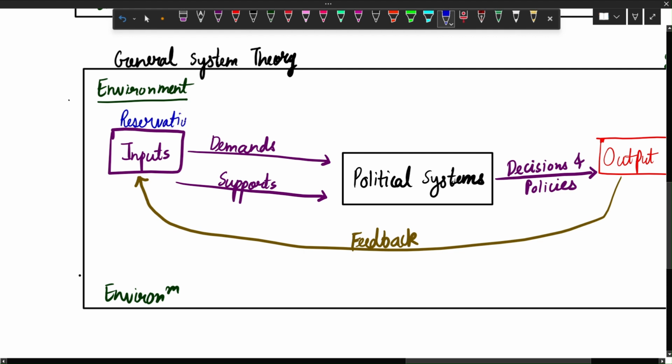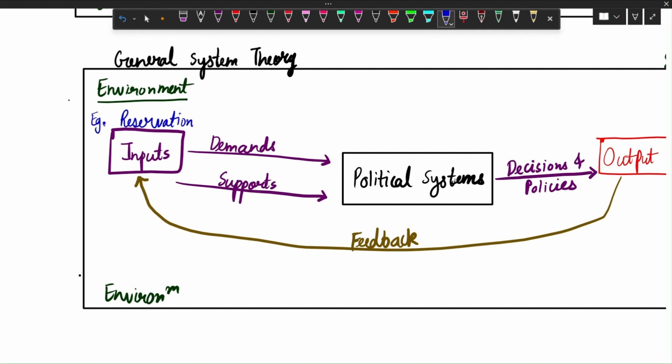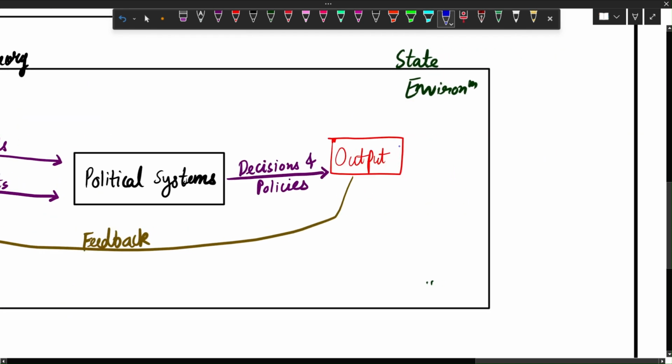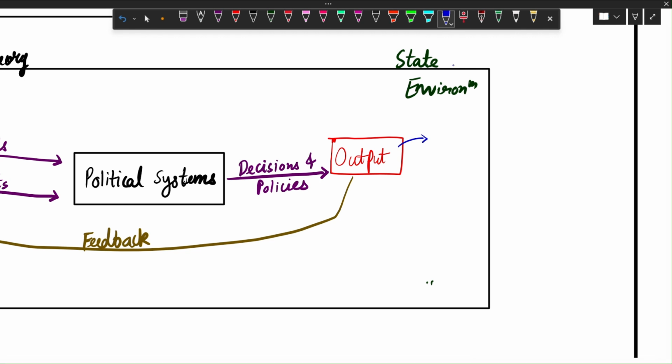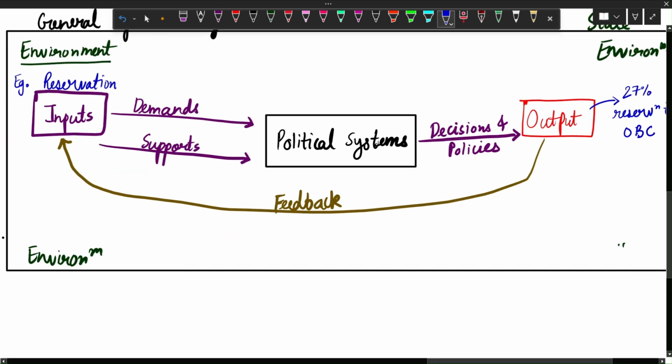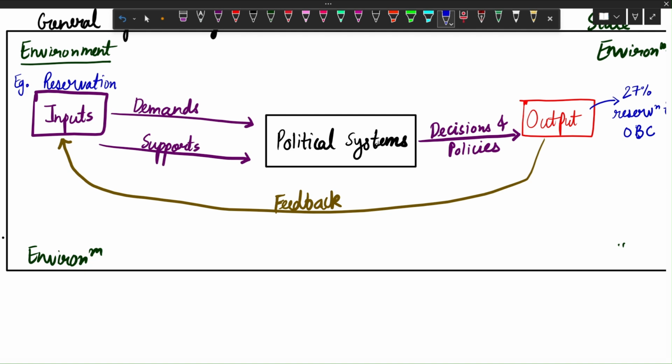So now let us take an example. For example, we will take reservation. Reservation is basically a demand from the different sections of society who are economically or socially backward, and they want to uplift themselves for a better life. Reservation is a means to it. So reservation is the input in this system. It is the demand sent through the political system, on which the decision and policies are made, and then the output is given.